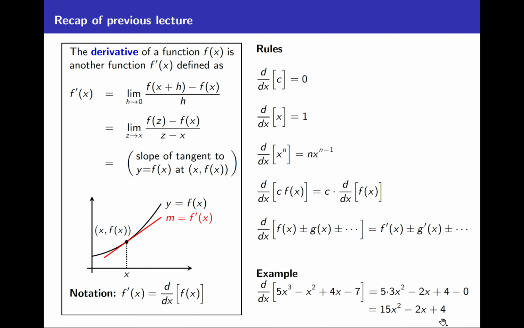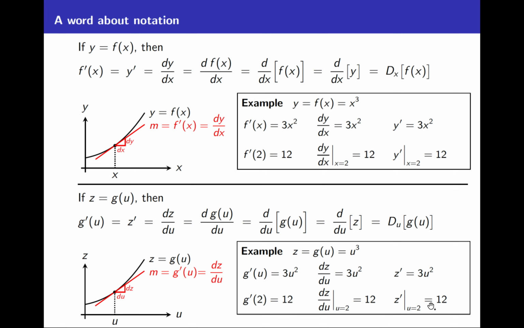So for example, if you had a function z equals g of u, which happens to be the function u cubed, you would say g prime of u is 3u squared, or dz du is 3u squared, or z prime is 3u squared. So g prime of 2 would be 12. dz du at u equals 2 would be 3 times 2 squared. It's 12. Or z prime at u equals 2 is 12.